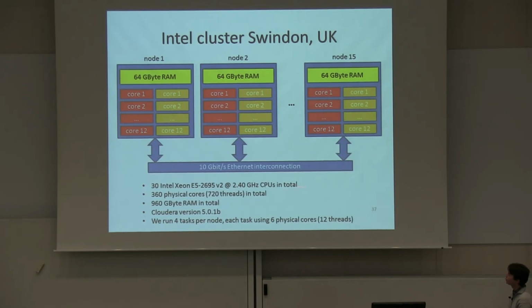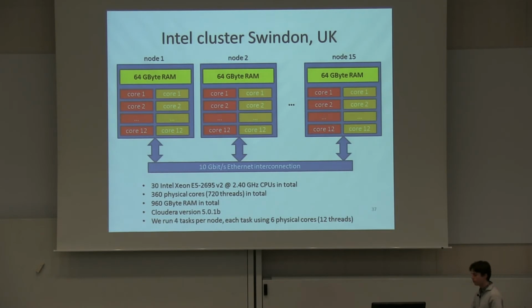You have a pretty fast interconnection network. It's not a high-performance computing InfiniBand network, but nevertheless it is a fast interconnection. In total, we have 360 physical cores. When we use hyperthreading, that's 720 threads that we run in total. We have about 1 terabyte of RAM. And because it's an Intel cluster, it runs on Cloudera 5. As mentioned before, we use 4 tasks per node.